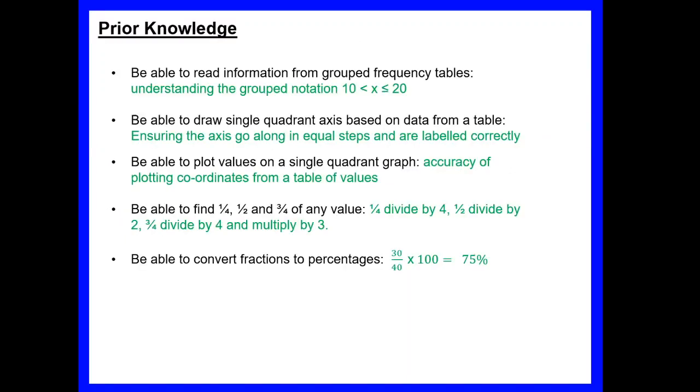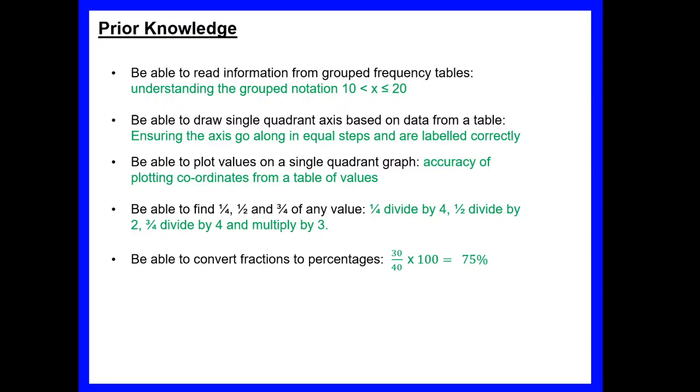Before we start, we need to just check our prior knowledge. So to be able to complete this lesson, we need to be able to read information from a grouped frequency table. So understand the group notation. So 10 less than x or less than or equal to 20 tells us that x has got to be greater than 10 but less than or equal to 20.